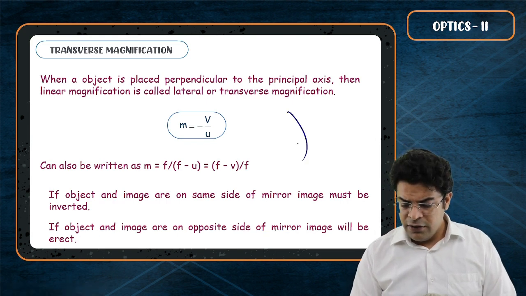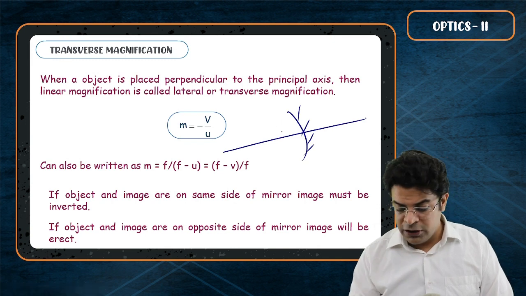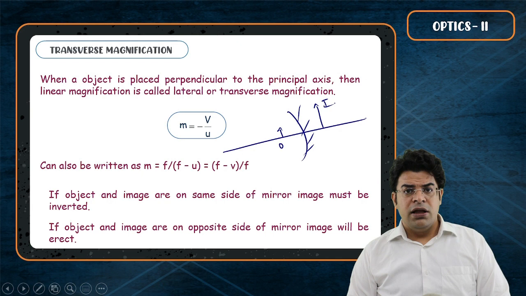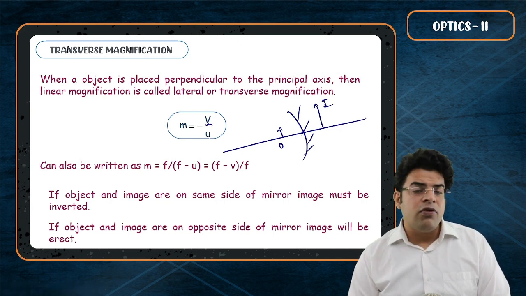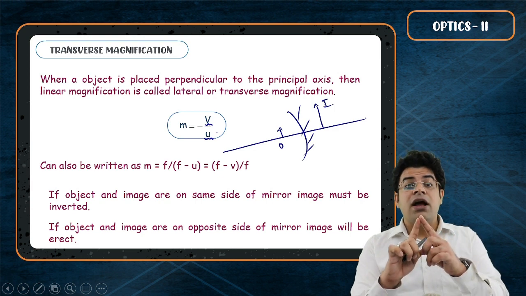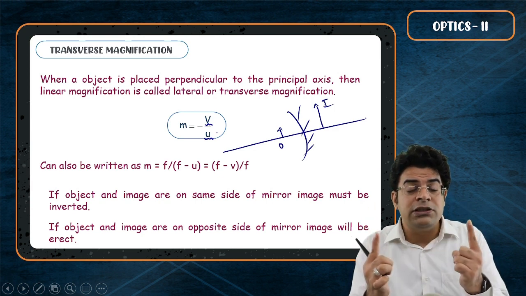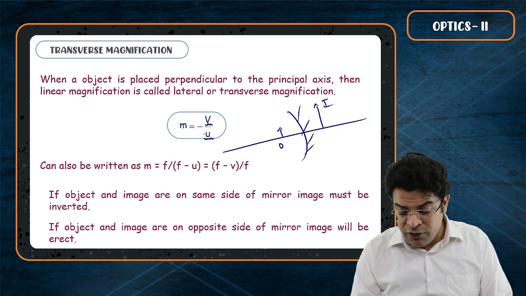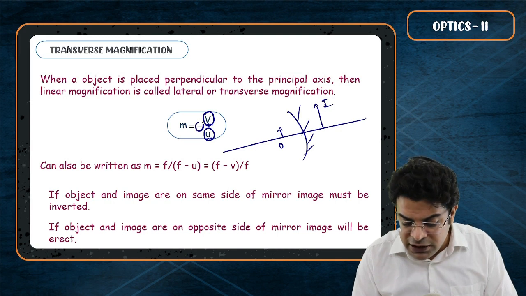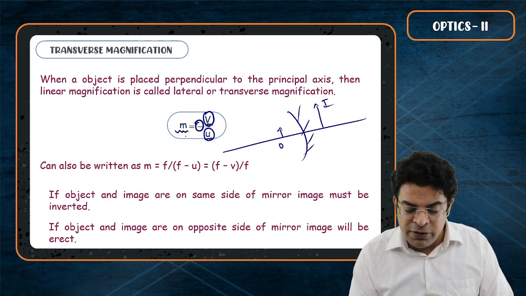Next point. If the object and image are on opposite sides of the mirror, the image must be erect. Why? If you have the object and image on different sides of the mirror, so let's say this is the object and this is the image, then if for one of them you have a positive sign, for the other one you will get a negative sign, because they are on different sides of the mirror and you measure their position with respect to the pole. So if one of them has a positive sign, the other will definitely have a negative sign, and due to the negative sign already fixed in the formula in front, the magnification will become positive.